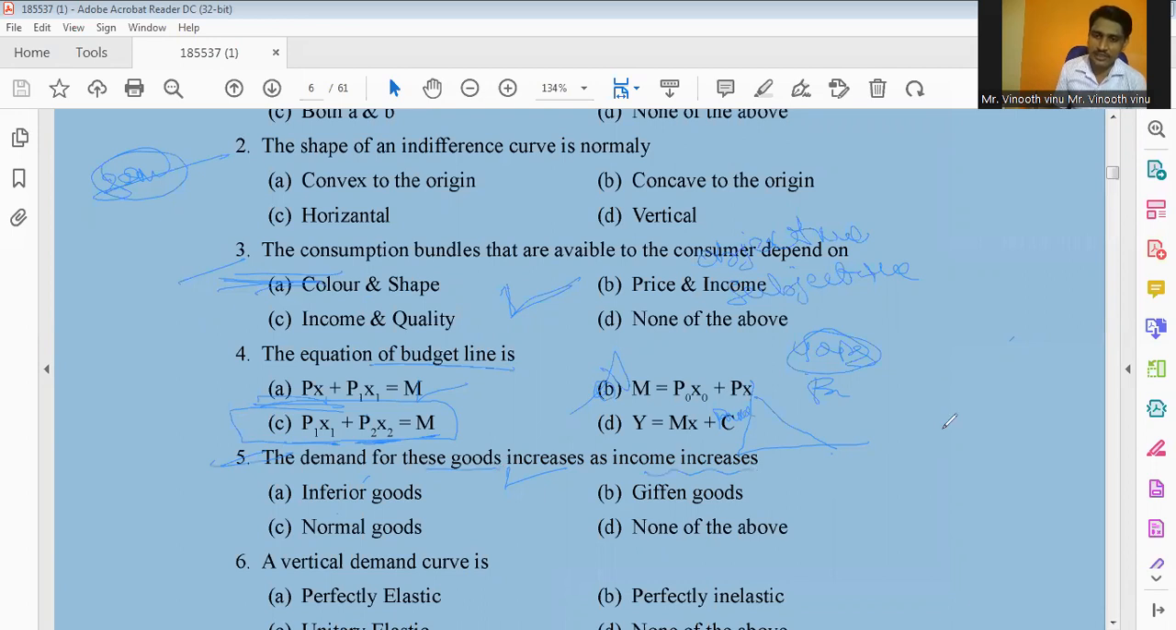Okay. Next, the demand for these goods increases as income increases. As income increases, the demand for the goods increases. Those are called normal goods. On the contrary, the demand for these goods decreases as income increases. They are called inferior goods.